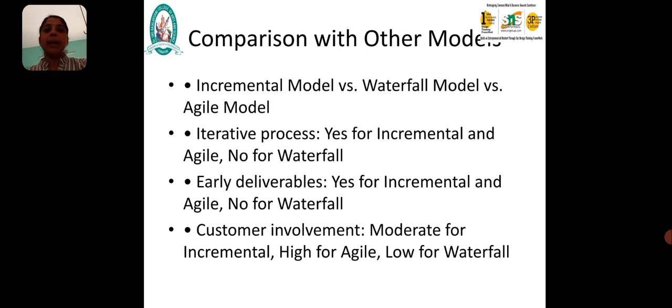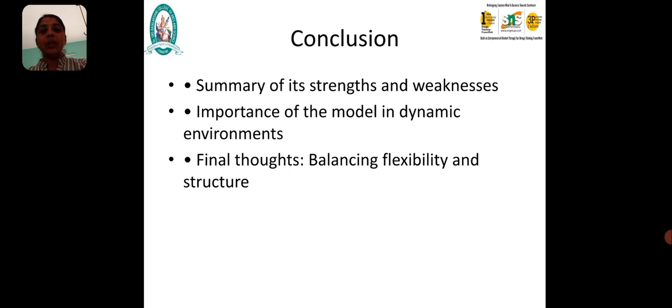Next, this is the comparison of the different models: the waterfall model, the incremental model, and the agile model. Iteration, as we already know, can be done. Early delivery and customer involvement should be there. So I conclude this video about the incremental model. It is used for short-time goals. It can easily interact with the user and change the process accordingly. Based on new technology also, we can change the process.